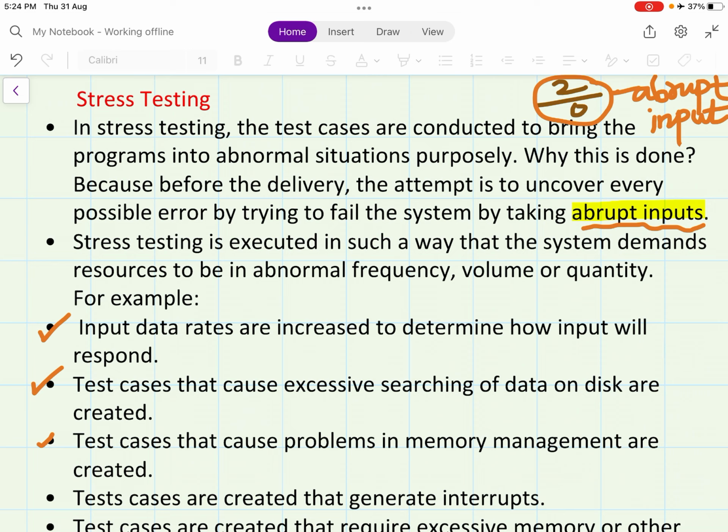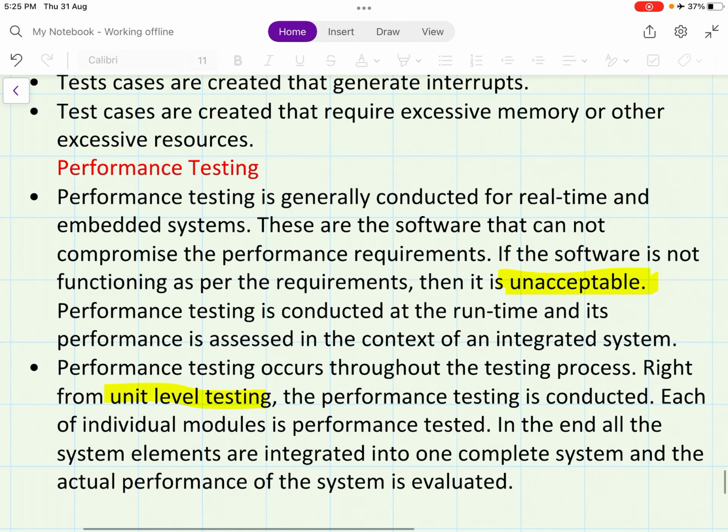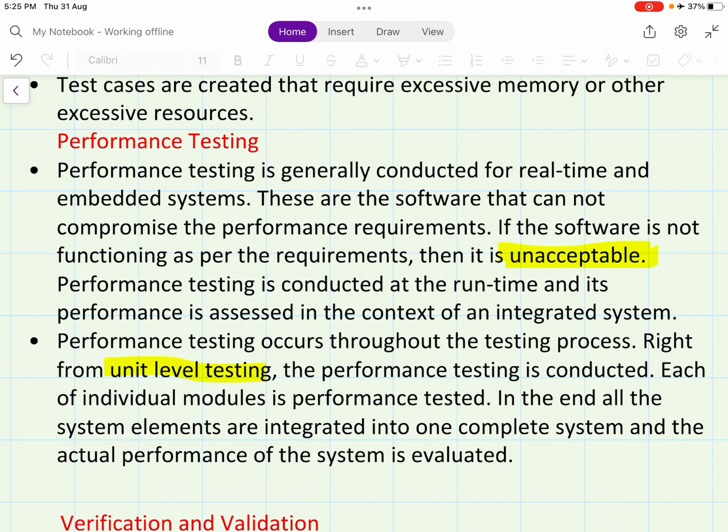Stress testing is abrupt inputs. In case of abrupt inputs, how will the system function? Performance testing is to check whether the system is meeting all the requirements of the customer. If it is not meeting all the requirements of the customer, then we say that it is unacceptable. That is all. That is performance testing.